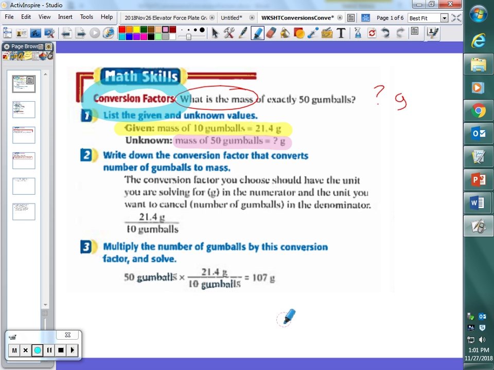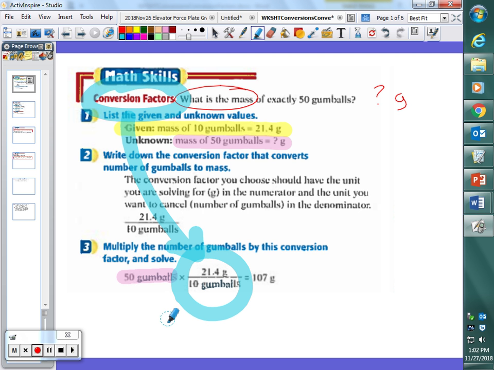So, we have started off, down here at the bottom, you can see that they have started off with writing 50 gumballs. Then they multiplied this 50 gumballs by a fraction. This fraction is the conversion factor that we're using in this problem. Notice 21.4 grams, 10 gumballs. Up here, the yellow section, they gave us that 10 gumballs equals 21.4 grams.